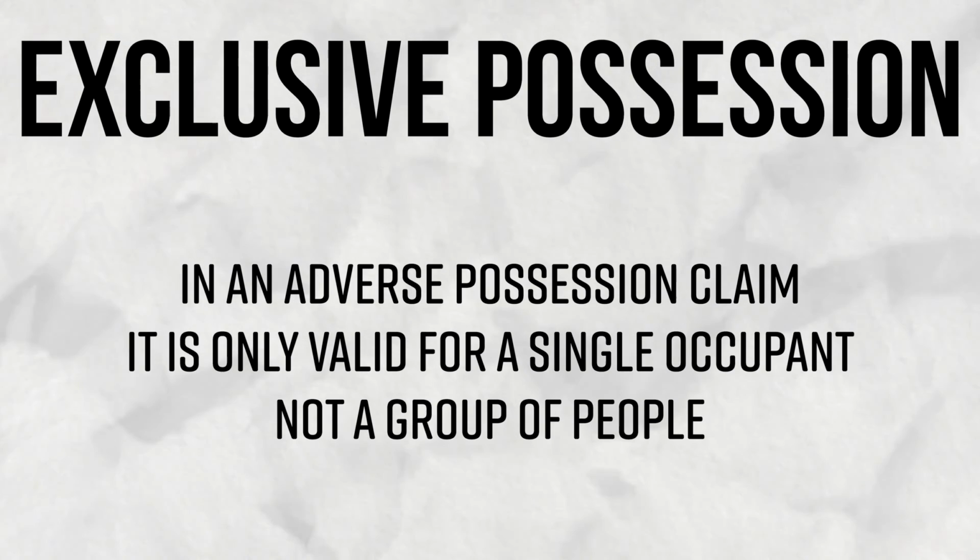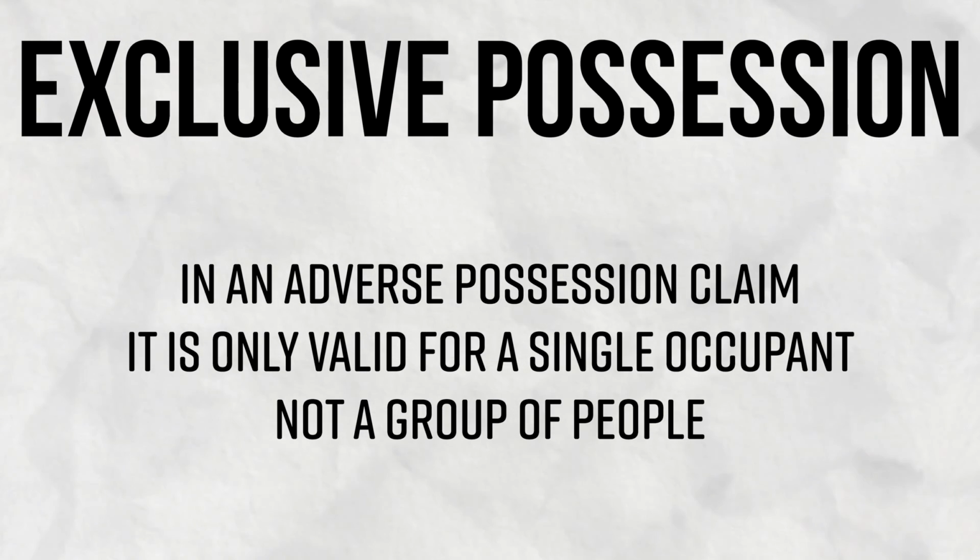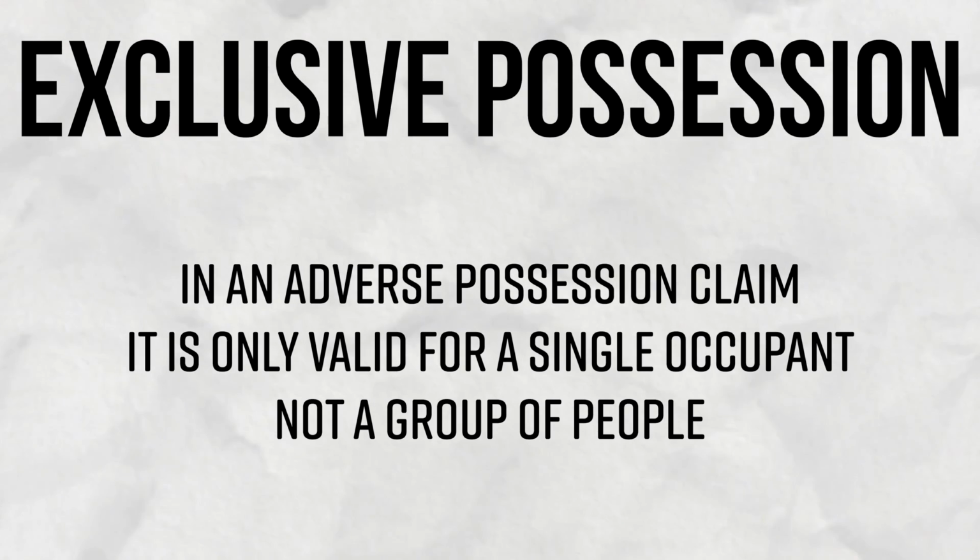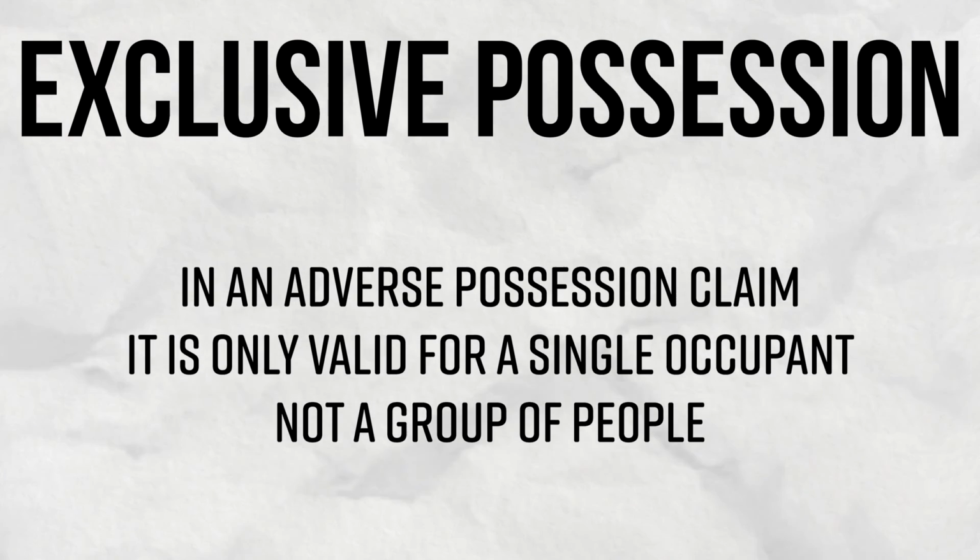Now, there's exclusive possession of the property. So in an adverse possession claim, it's only valid for a single individual, not a group of squatters. So a cult, if you have a cult, you can't claim adverse possession. You have to be a singular person or family claiming this.